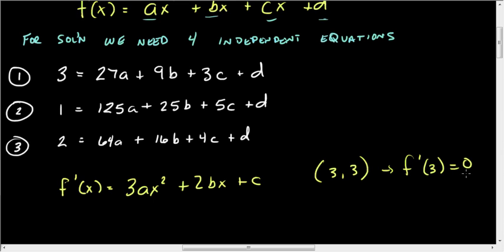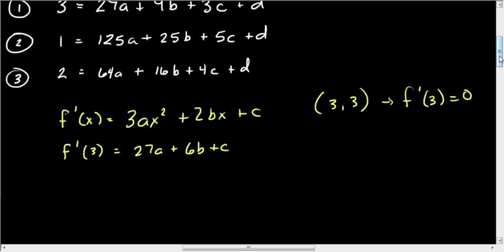Okay, so let's find our derivative at 3. And that is 27a plus 6b plus c. That also must equal 0. So 0 equals 27a plus 6b plus c.